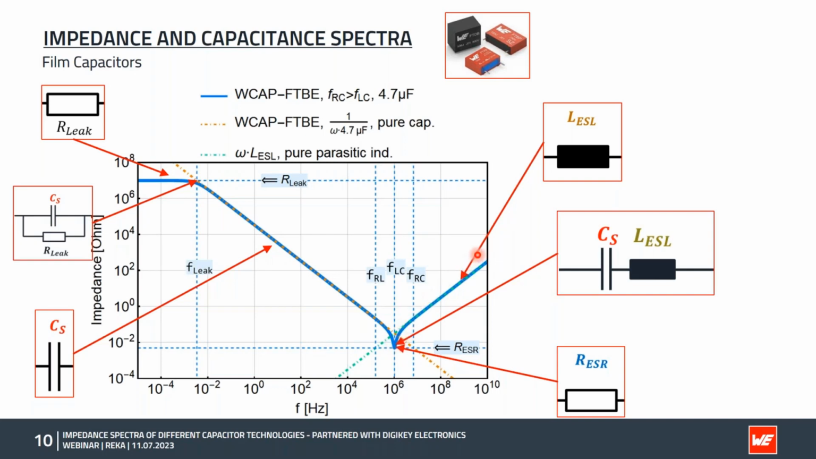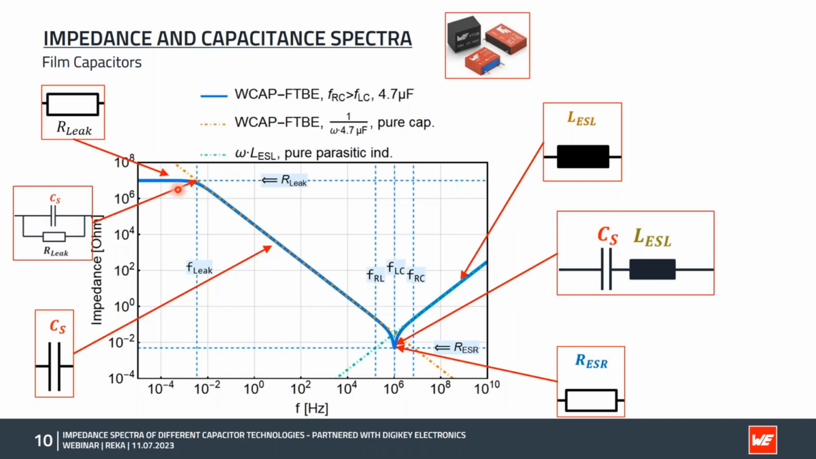Towards higher frequency, we see an increase of impedance. In this region, the spectrum is dominated by the parasitic inductance. Thus, it acts as an inductor. Towards lower frequencies, the impedance increases as well. However, this part of the spectrum is dominated by the pure capacitance.